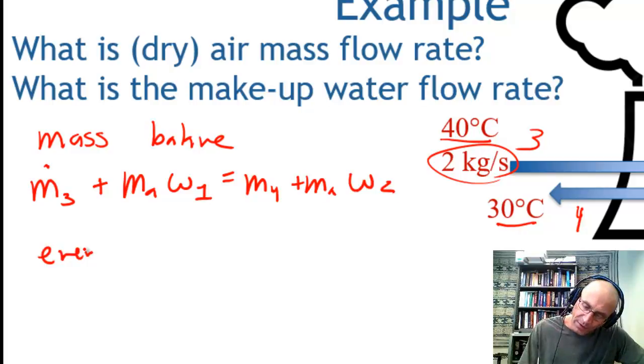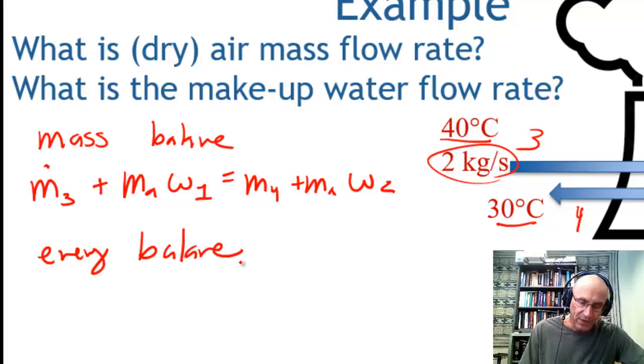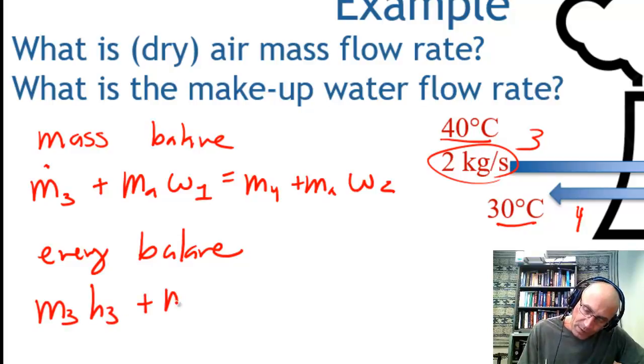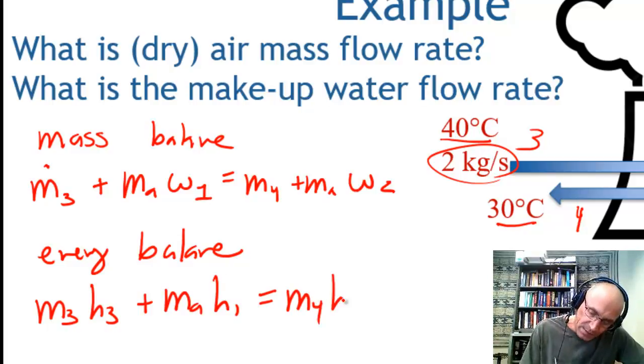And then the other one I've got now is my energy balance. Again, in equals out. What I have going in is the mass flow rate at 3 times the enthalpy of 3, plus the mass flow rate of air times the enthalpy at 1. The mass flow rate at 4 is leaving times its enthalpy at 4, and then the mass flow rate of air times the enthalpy at stream 2.